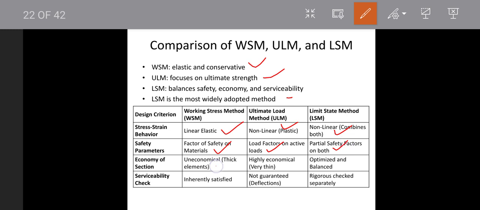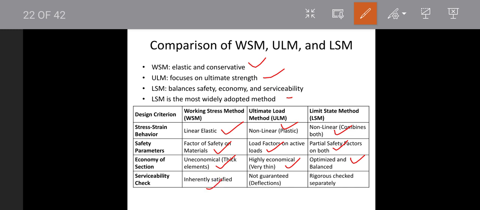Economical section: in the working stress method it is an uneconomical section, because as I mentioned we are giving consideration only to serviceability, so the size of the member is very high. In the ultimate load method it is an economical section, because we are considering only the load factor and not the factor of safety for materials, so we will have a thinner section. In the limit state method we will have an optimized section, because it considers both the working stress method consideration and the ultimate load consideration.